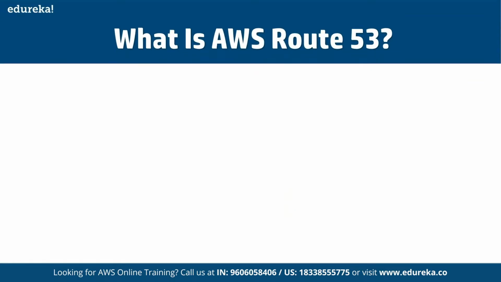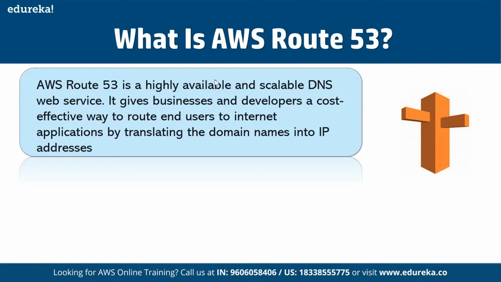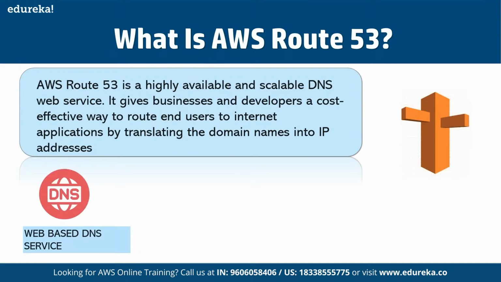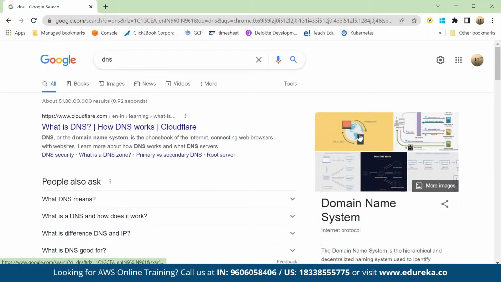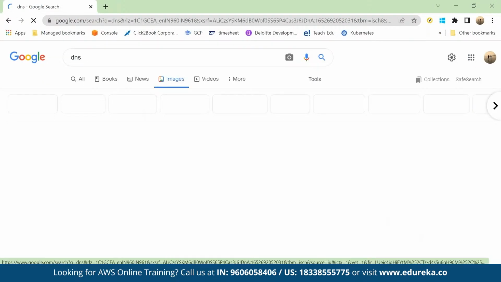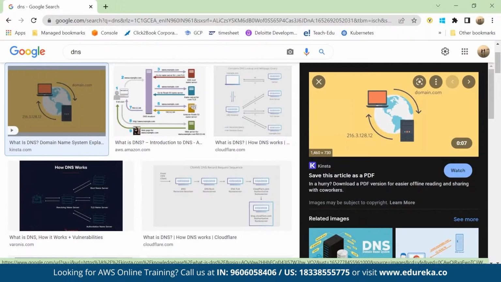When I say AWS Route 53, it is a highly available, scalable DNS web service. Now the next question which should come in my mind is, what is a DNS web service? Let me take a step back and ask, what do you mean by DNS? Like every individual has a name, right? Every server has an IP address.